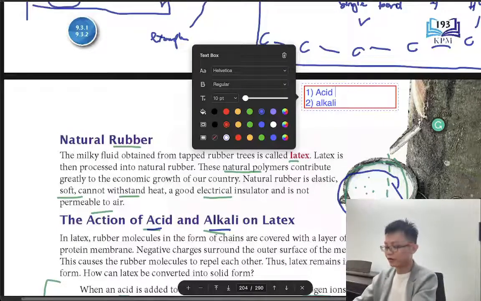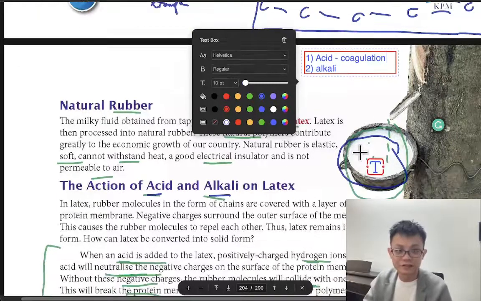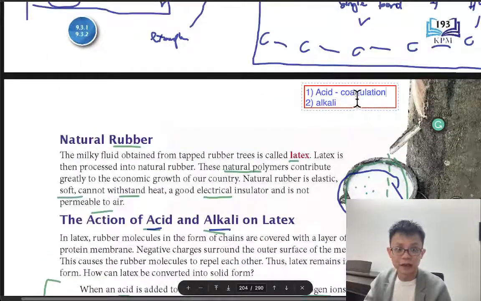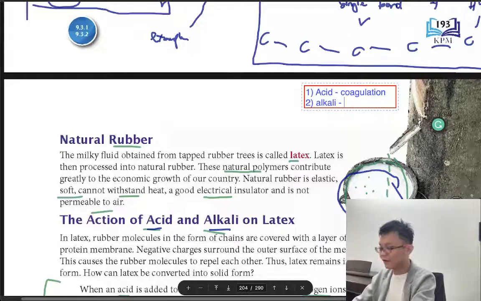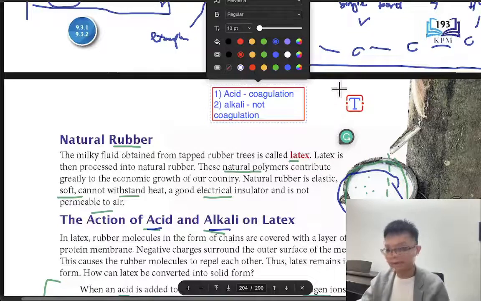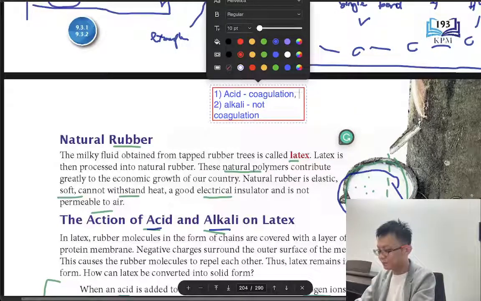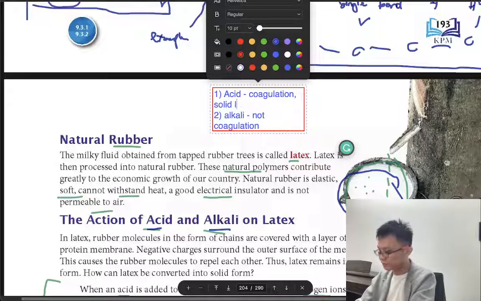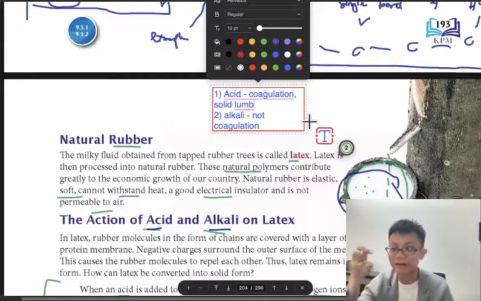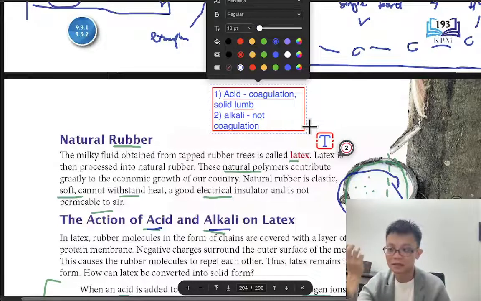Okay, so acid will coagulate. I write coagulation though I want to use the word coagulate, yeah, coagulate. So this one I write not coagulation. So what do you mean by coagulation? Coagulation means it will become like a solid lump. Okay, just again some revision a bit. Coagulation will become a solid lump, so that it will become like a solid.